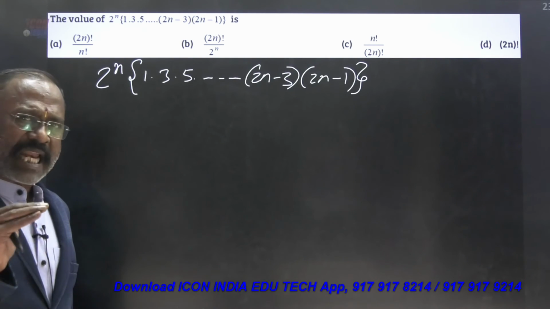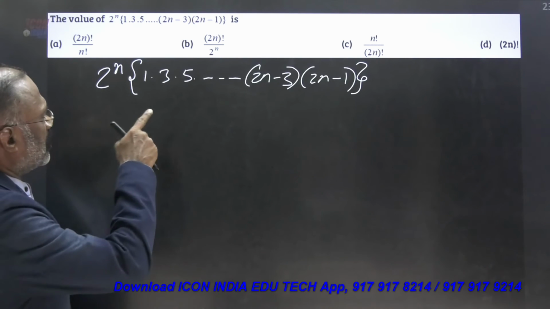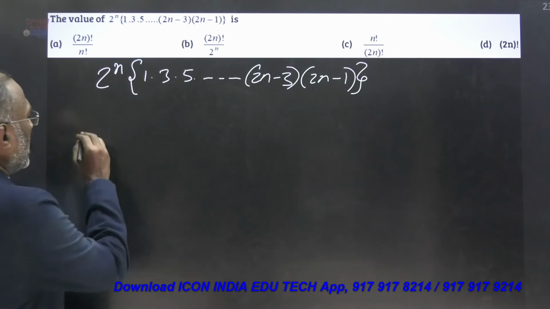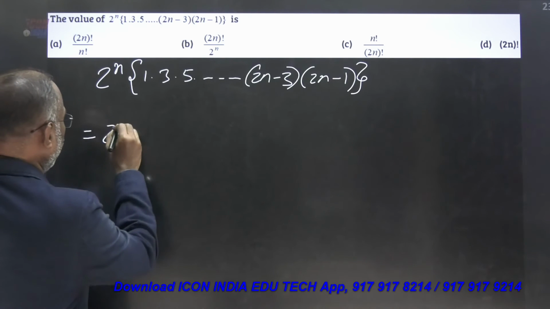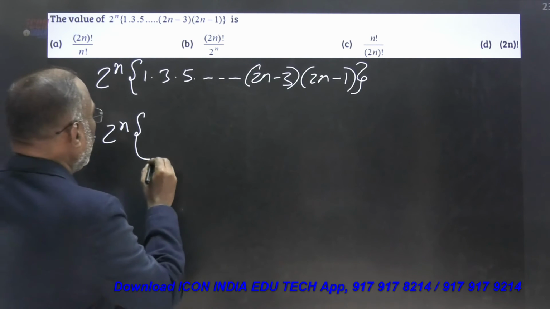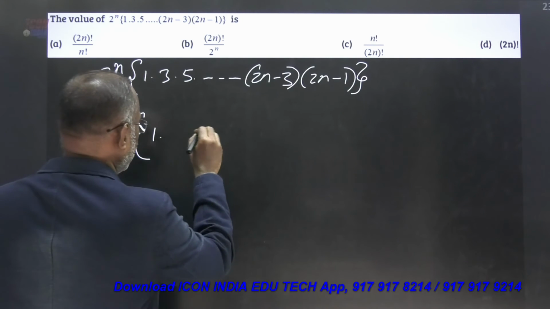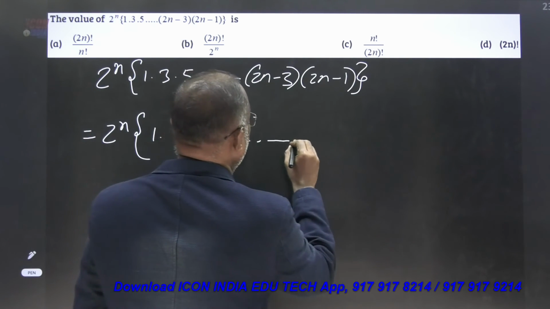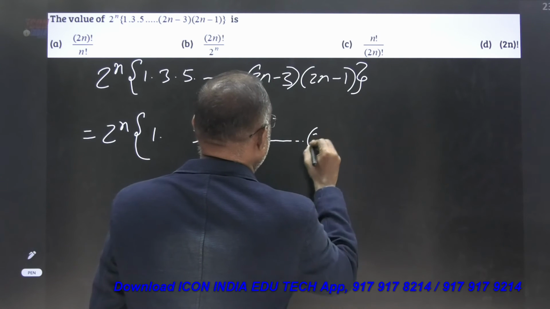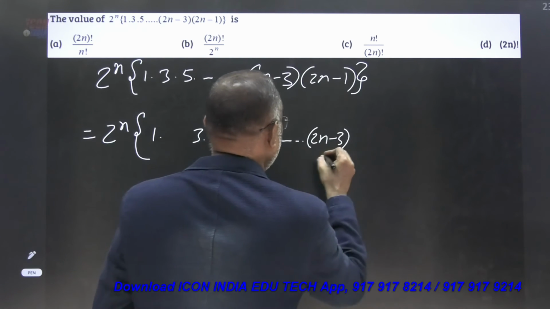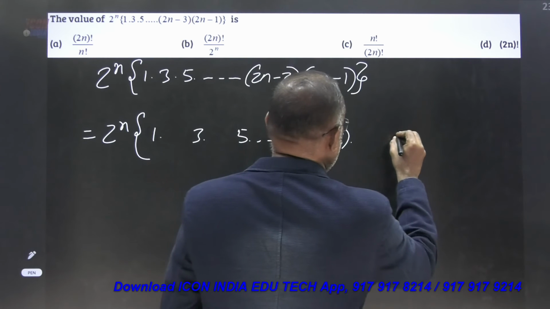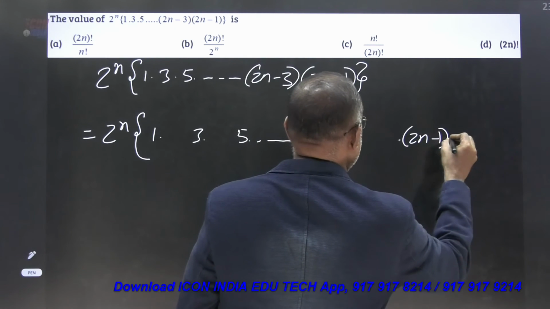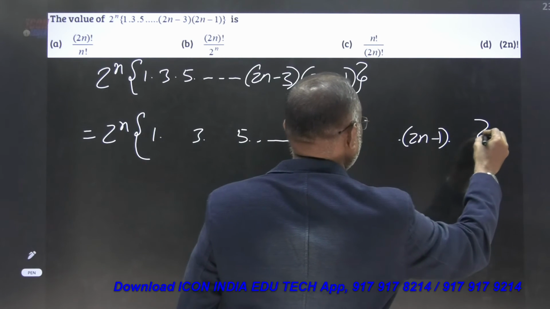Consecutive product, consecutive natural numbers product. But what are the numbers missing in this case? Let me write that more clearly for your better understanding by leaving the space like this: 1 dot 3 dot 5 dot and so on, 2n minus 3, dot, and again the last one, 2n minus 1.